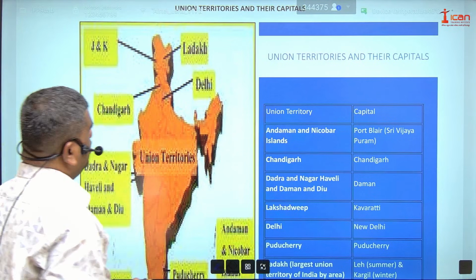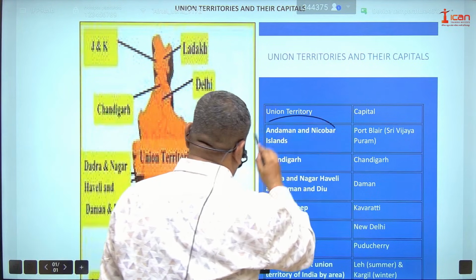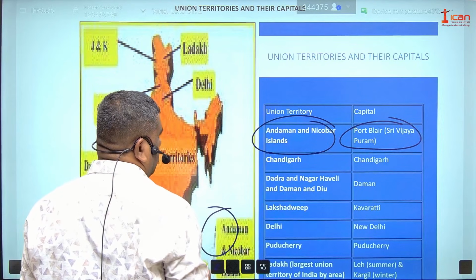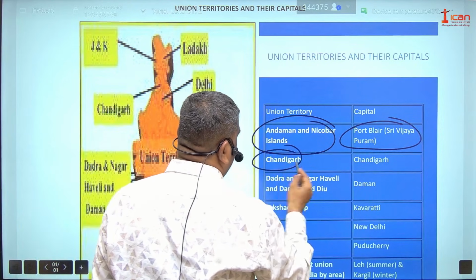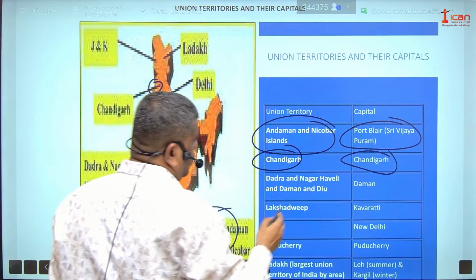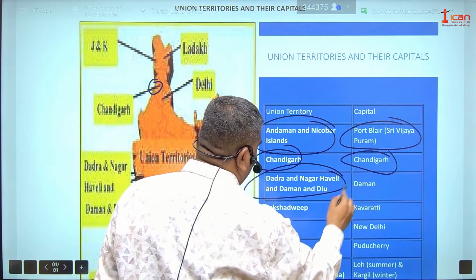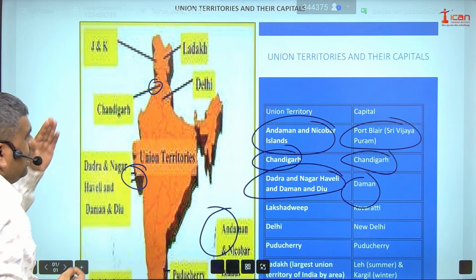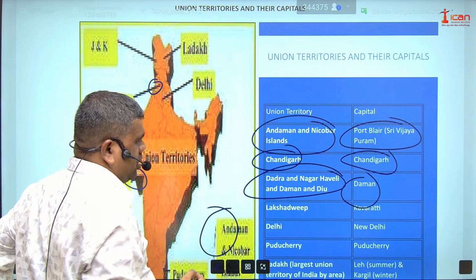So, what are the capitals of the union territories? Andaman Nicobar Islands, as we said, it is Port Blair. It's in the Bay of Bengal. Then Chandigarh, it's again a union territory as well. The capital is Chandigarh. Then we have Dadra and Nagar Haveli, Daman and Diu. Daman is the new capital, right? It is here between Gujarat and Maharashtra.